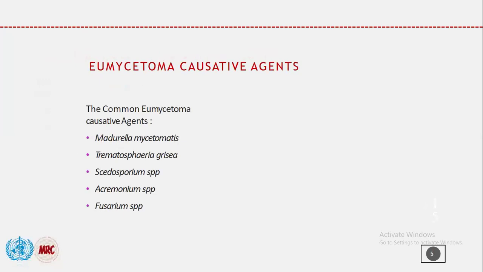The second type of mycetoma is eumycetoma. The most predominant causative agent in Sudan is Madurella mycetomatis. This type of mycetoma is characterized by the formation of black grains and in some cases pale grains. Also, we have Trematosphaeria grisea, Scedosporium, Acremonium, and Fusarium species.